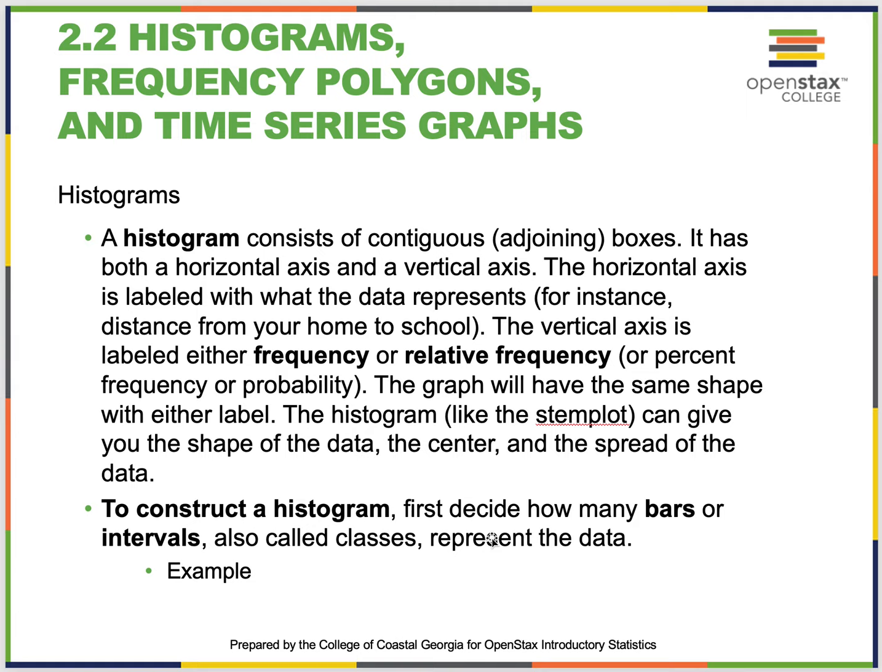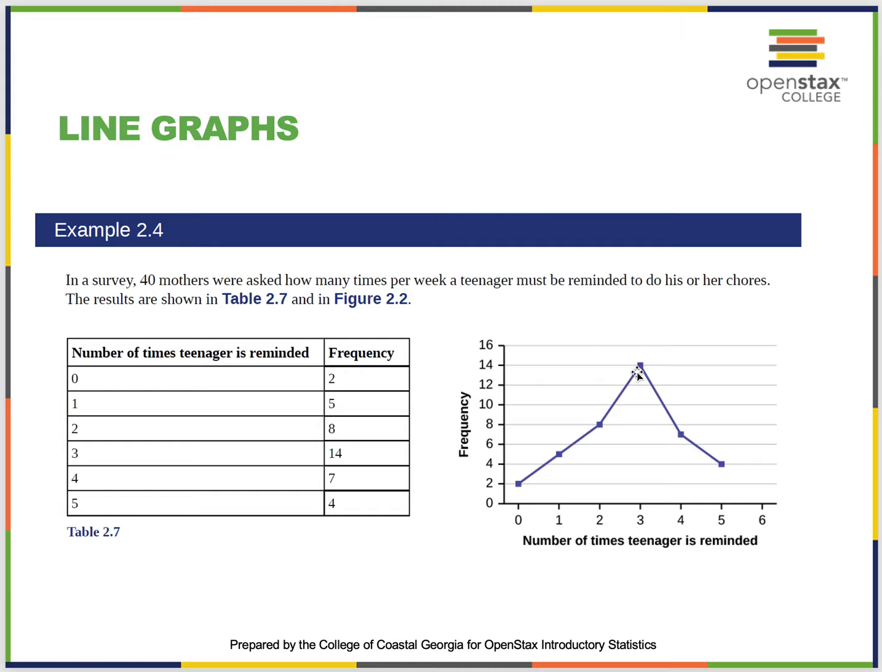The histogram, like the stem plot, can give you the shape of the data, the center and spread of the data. That's what you're looking at. Where's the measure of central tendency? Well, if you go to this, 3 times seems to be the central tendency. But it goes from 0 to 5, which would be the spread. So this is the dispersion of the data. This is kind of your best measure of central tendency, which would be 3.